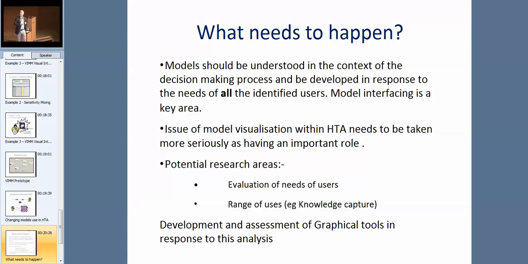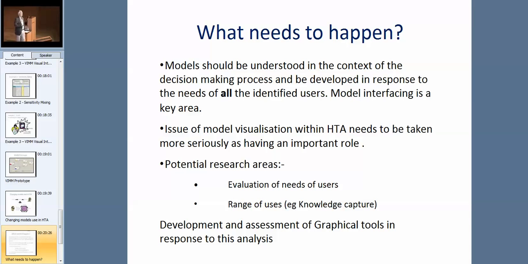So what needs to happen? I think primarily we need to start by understanding what the needs of the users are in visualization. That's true for HTA, but I think it's equally true for almost all the application areas we might want to consider. One of the mistakes we often make is that we get seduced by the technology of visualization, but we don't think about the needs of the users. I would argue you need to start by thinking about what the user needs are, and only then move on to the technology. And then there may be very differing needs.